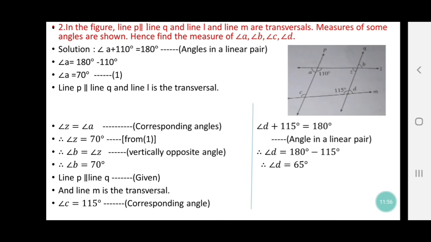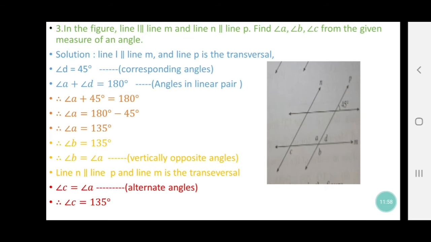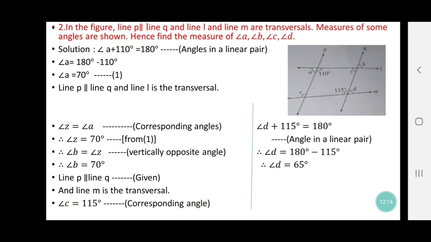Now we move on to question number 3 now. Now in question number 3, what is given to us? The given part is the figure in which line L is parallel to line M. This is line L, this is line M. They are parallel, okay, and line N is parallel to line P, okay.